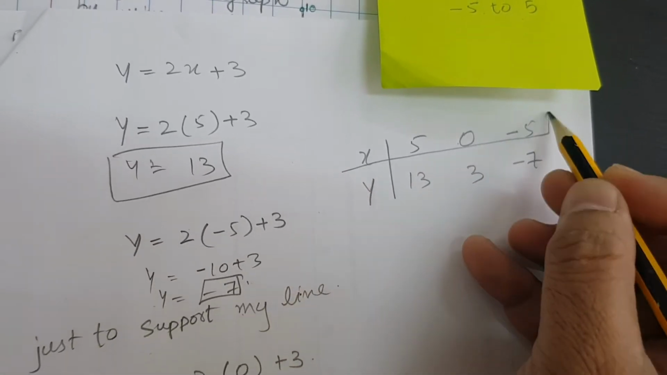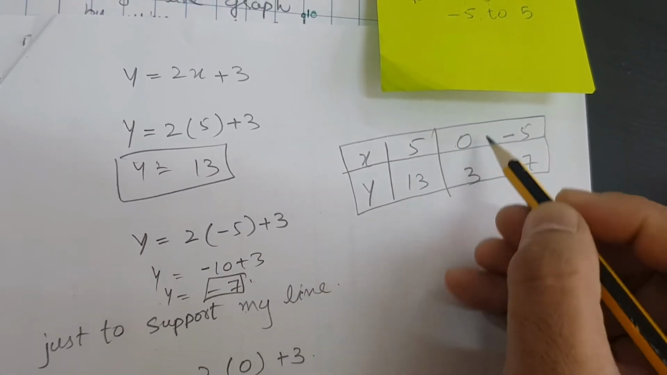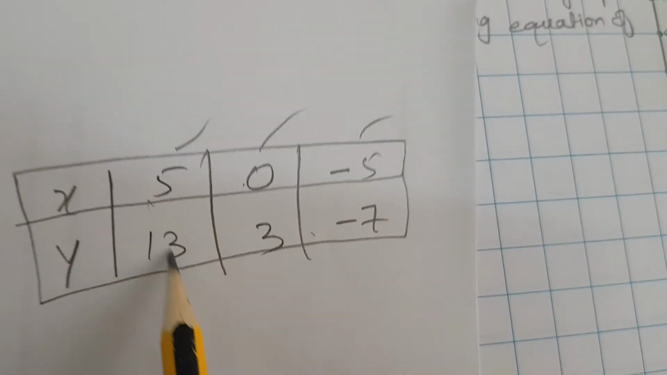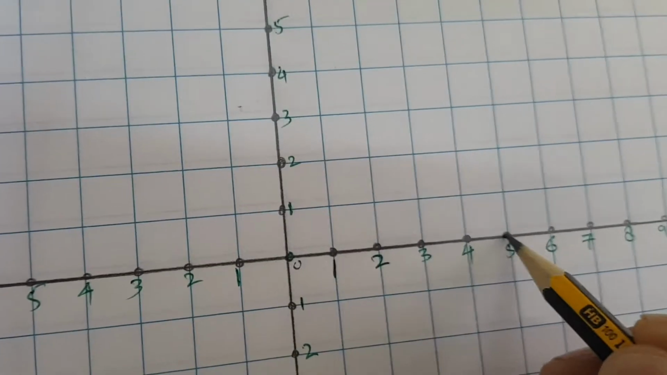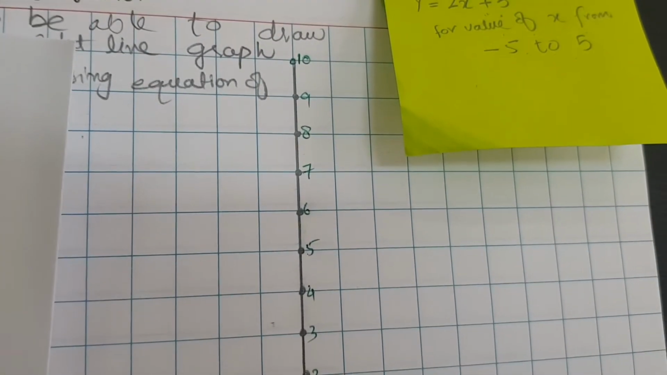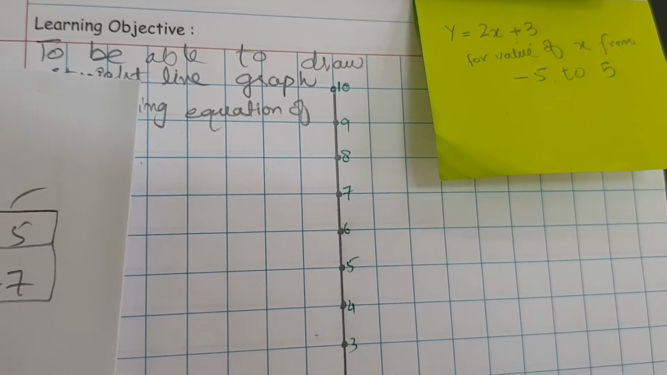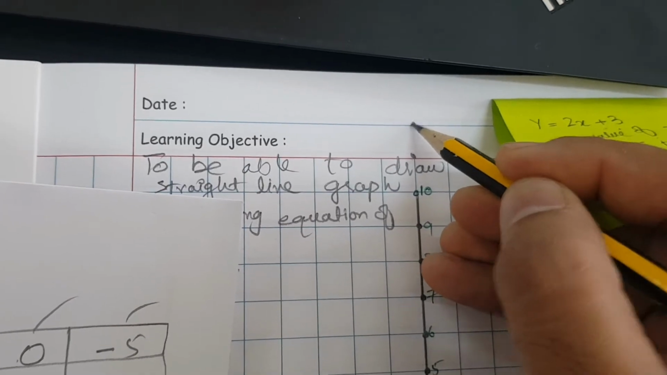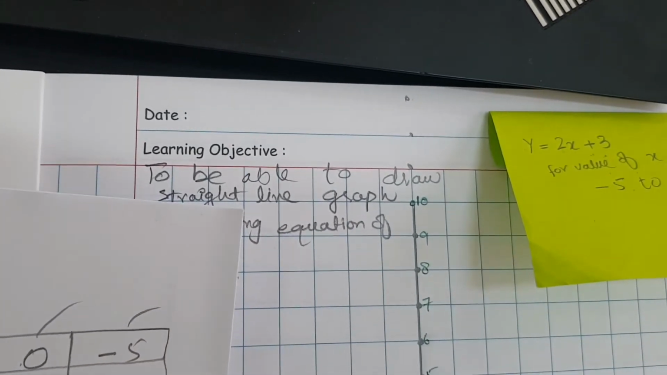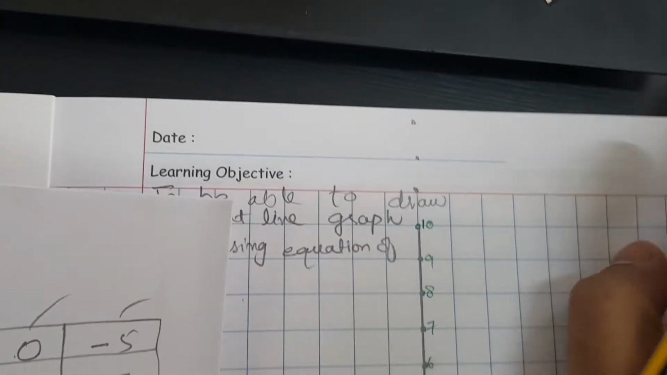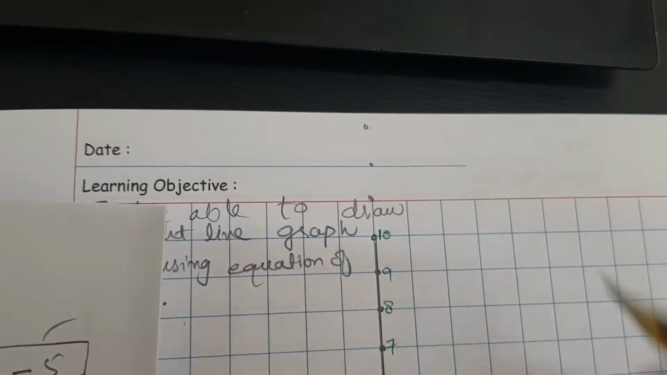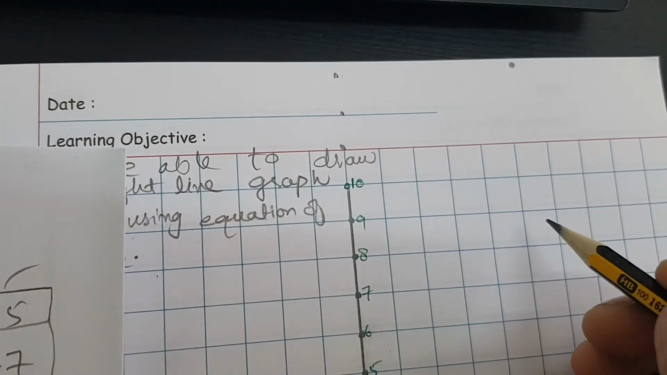Now I'll plot these values on the graph. For the graph, I will use my copybook. Here, I'm going to mark these specific points: 5 and 13, 0 and 3, and negative 5 and negative 7. For 5 and 13, I don't have the axis till 13, so I will draw it manually. I have 10 here, so let me mark 11, 12, and 13. Now I will look at the value of 5 and the point 13, and mark my coordinate here.